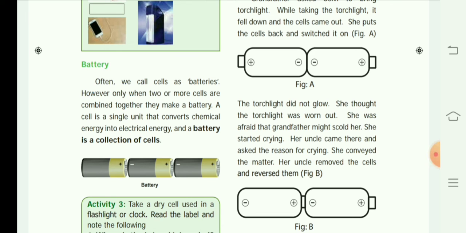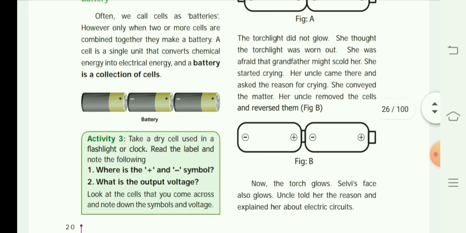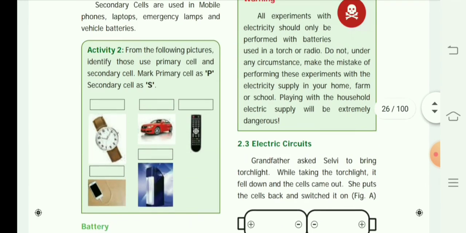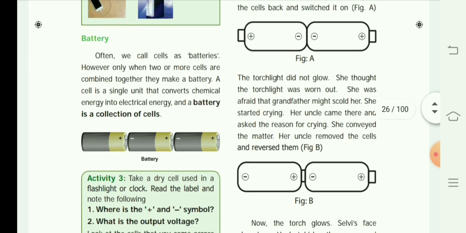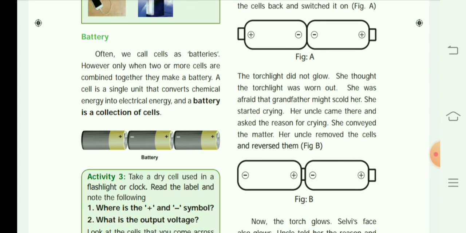Okay, activity 2. The next topic is battery. Often we call cells batteries. However, only when two or more cells are combined together do they make a battery. A single cell is a single unit that converts chemical energy into electrical energy, and a battery is a collection of cells. This is the definition of battery. Okay, now I stop the lesson at the topic battery.